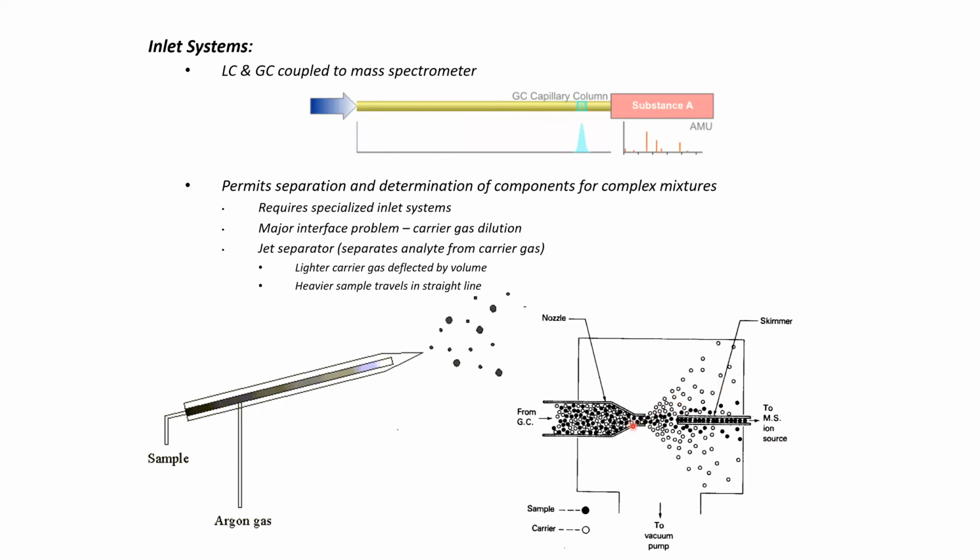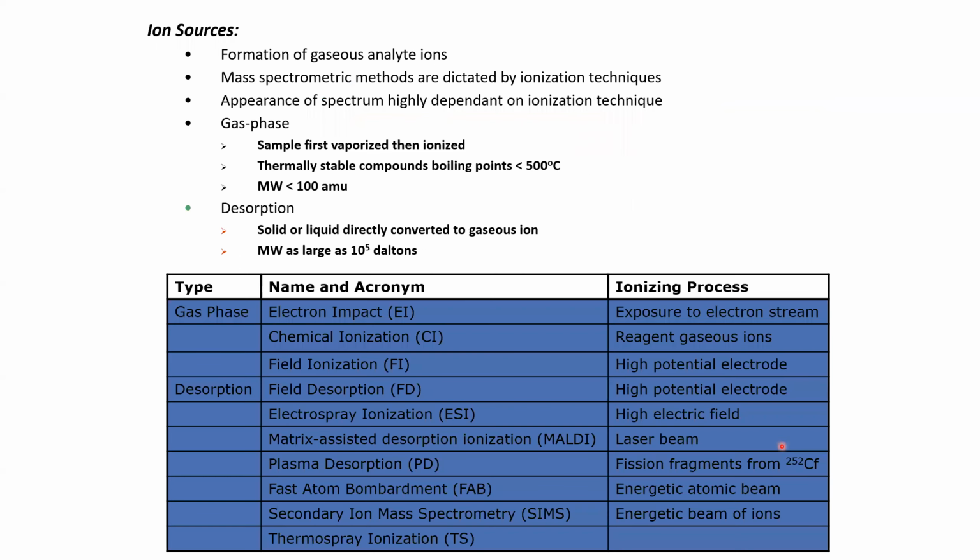Basically, it wants to fill the volume more than it wants to travel in a straight line. And so as a result of that, most of it passes into the vacuum chamber and is pumped out. But then the sample, some of it is lost, that's true. But most of it will pass through and into the mass spectrometer.